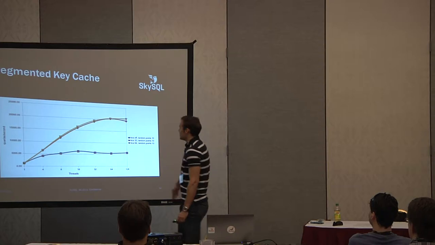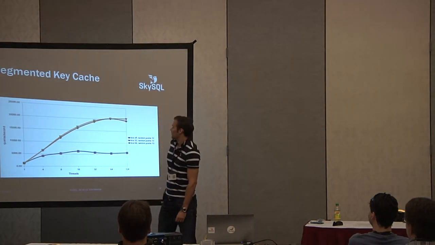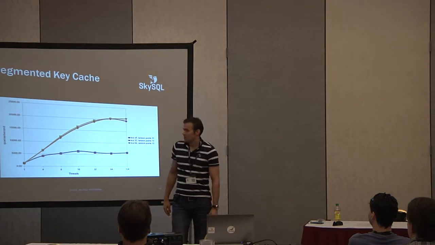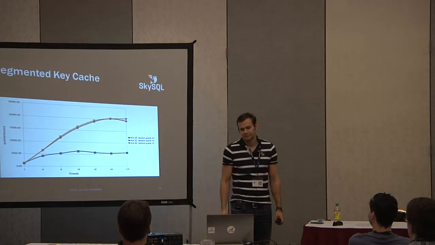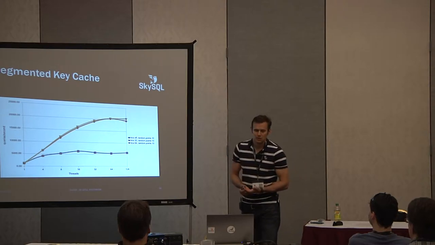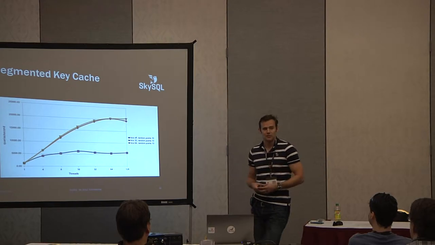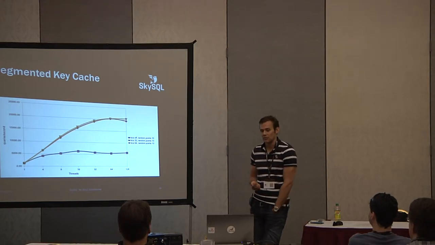However, with a segmented key cache, it goes a bit further. I mean, the difference is about 20,000 to 5,000 queries per second. But of course, this feature is only useful if you use MyISAM. InnoDB and XtraDB have the same feature as well, and they are available in all server versions.